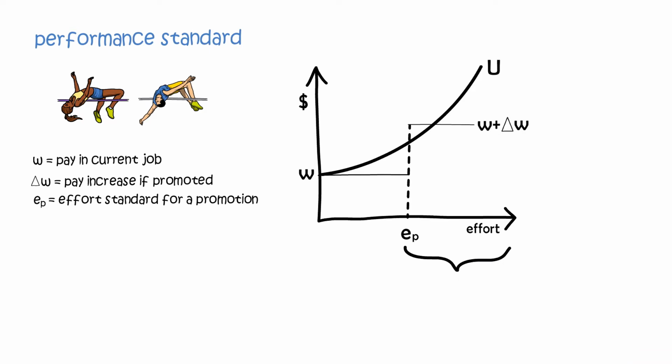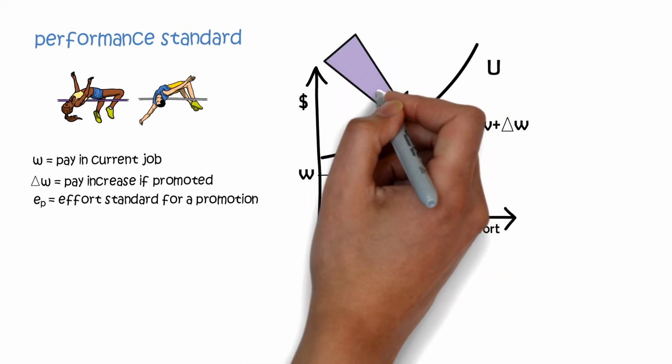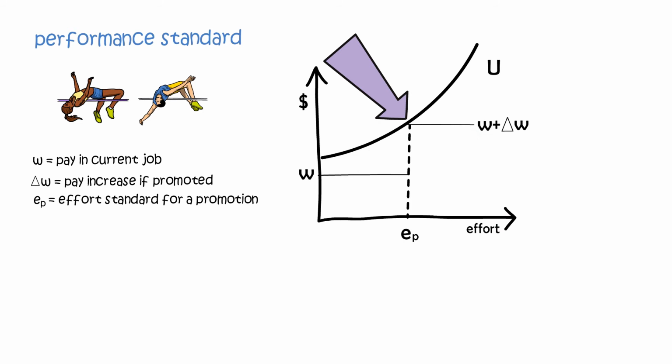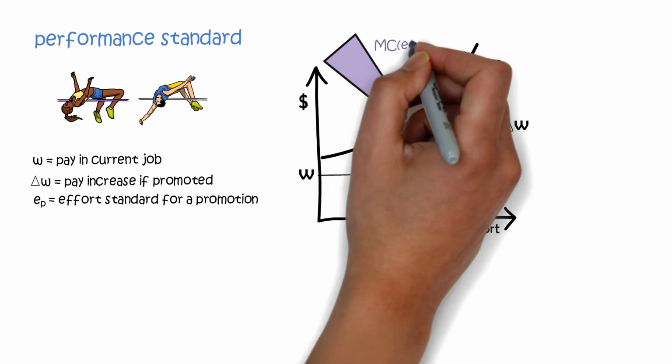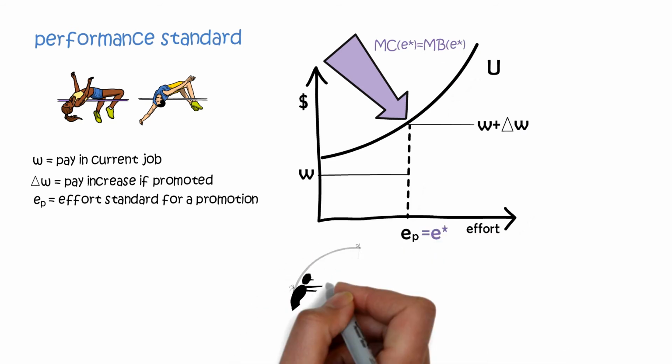Now consider the predicted effort level when the worker factors in the opportunity to be promoted. Is it optimal for this worker to still shirk? No. The worker can achieve a higher utility by exerting more effort to get promoted and get more pay. More specifically, the worker is predicted to exert effort level EP. This is where the marginal cost of their effort equals the marginal benefit of their effort, so the promotion serves as an incentive to motivate more effort.